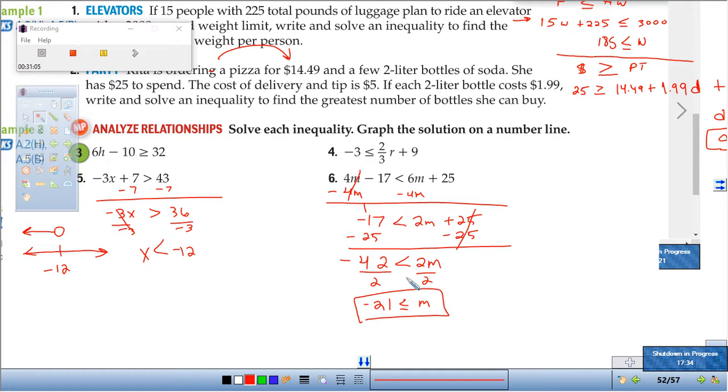I do not switch the inequality sign. I am not dividing by a negative. Okay, I do get a negative answer. Don't worry about that. Switch it around. Okay, number 9. Negative 21. Shade it in. Equal sign pointing to the right. Go to the right. There it is.